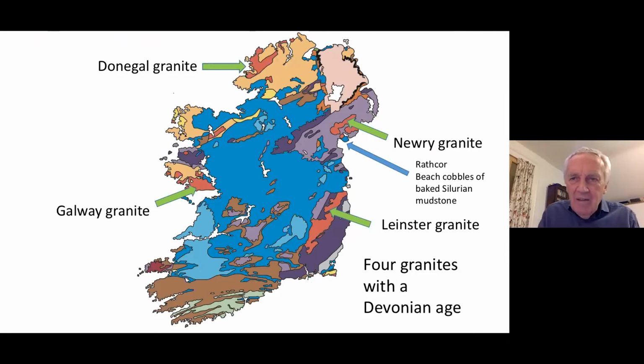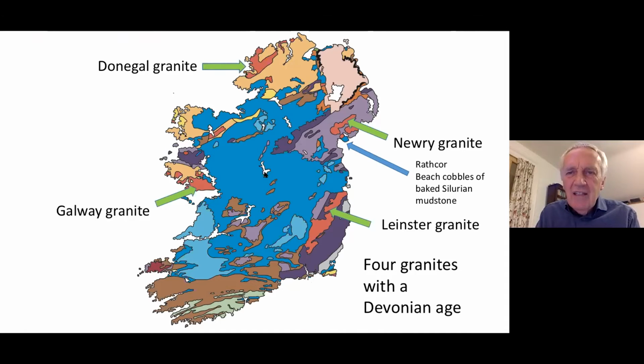So here we are, again, looking at the map of Ireland, and these cobbles that I've just shown you, the granite and the rock called hornfels, are believed to come from a beach at a place called Rathcore.